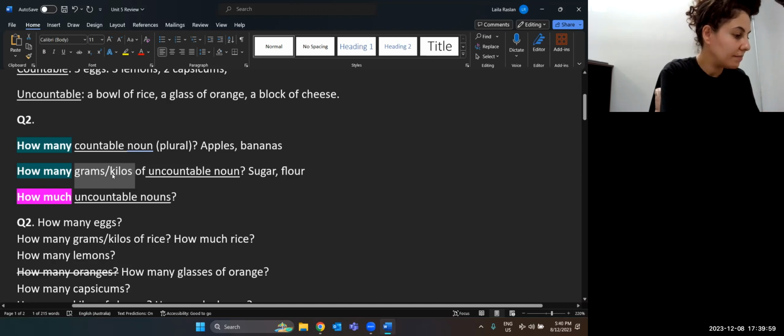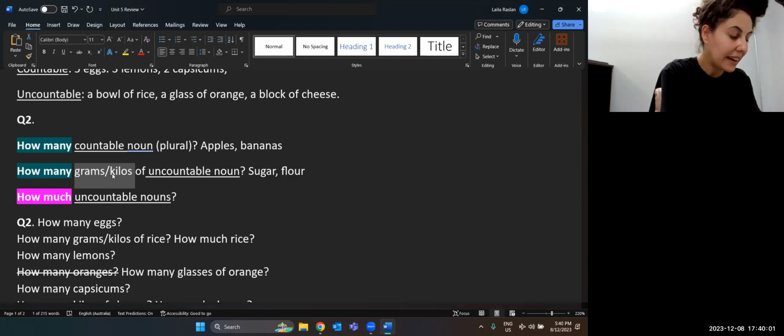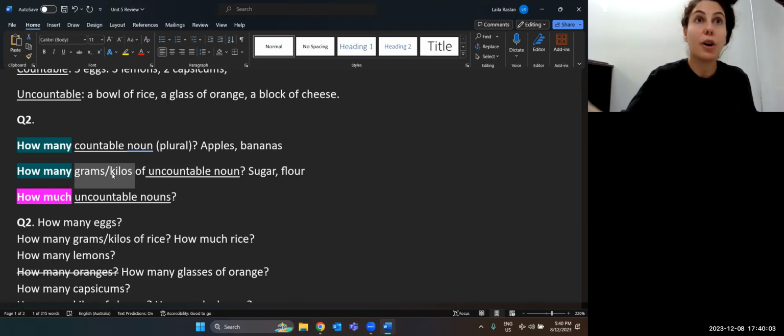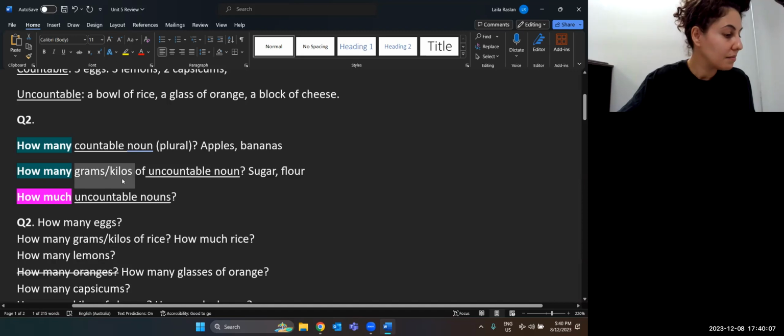How many packets? How many bottles of something do you want? How many bags of something do you want? How many slices of pizza do you want? Okay, so uncountable nouns, we say how many. So we say how many for both countable nouns and uncountable nouns. But just be careful of the rule.